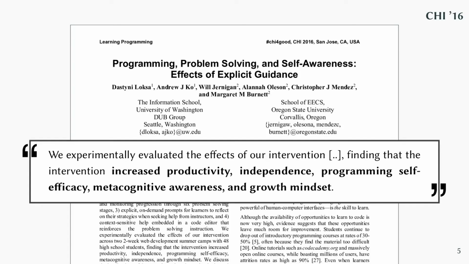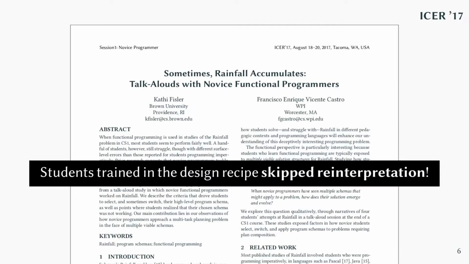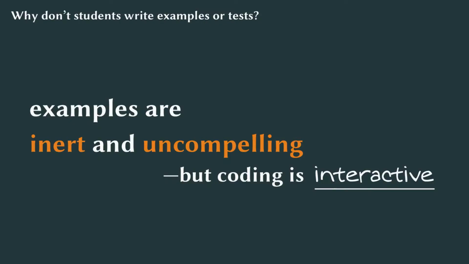Scaffolding-based interventions like this can significantly improve the productivity and self-efficacy of students, but we also see that left to their own devices, students trained in a scaffold might not actually make use of it when they need to most. Unfortunately, realizing you need to use a scaffold is, in itself, a feat of self-regulation. So, we ask instead, what is it about implementation that makes it so much more naturally compelling to students than example writing? Well, compared to implementation, early test writing is almost boring.